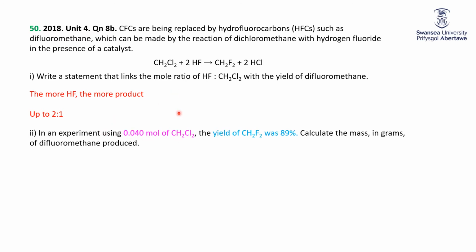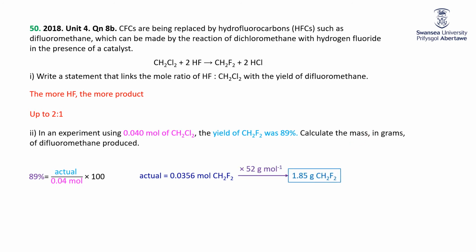Experiment using 0.4 moles of CH2Cl2. The yield of CH2F2 was 89%. Calculate the mass in grams of the difluoromethane produced. Well, 89%. That was our percent yield. It's the actual yield over 0.04 moles. So this will give us the actual yield in moles, of course, which is 0.0356 moles CH2F2, just like the last question, except now they want the mass of that. Well, that's easy. Just multiply it by the molar mass to get 1.85 grams of CH2F2.